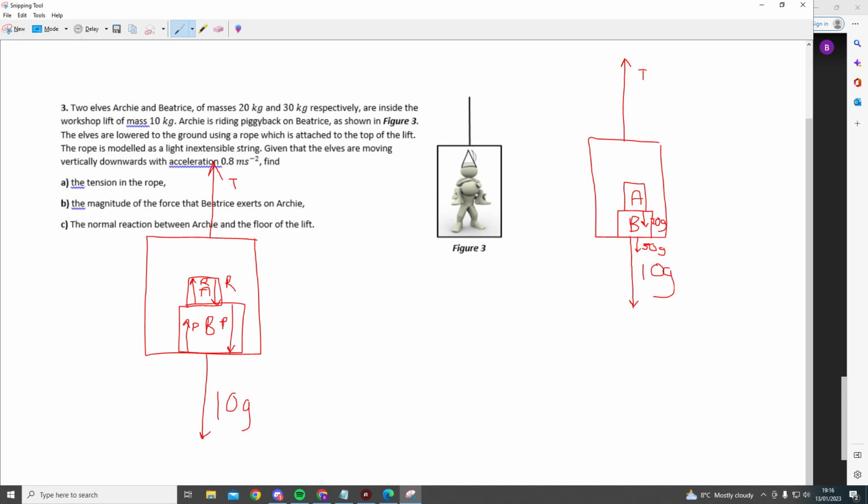Like I said, there is still also the weight of A, which is 20 times gravity, and the weight of B, but I'm not going to draw that on for now. It's also worth mentioning that there's no support force acting on the lift, i.e. nothing is pushing up on the lift because there's no surface, because obviously the lift is in the air. So what I'm trying to show is that when we consider the system as a whole, these forces are going to cancel out. So we've said it's accelerating downwards, a equals 0.8.